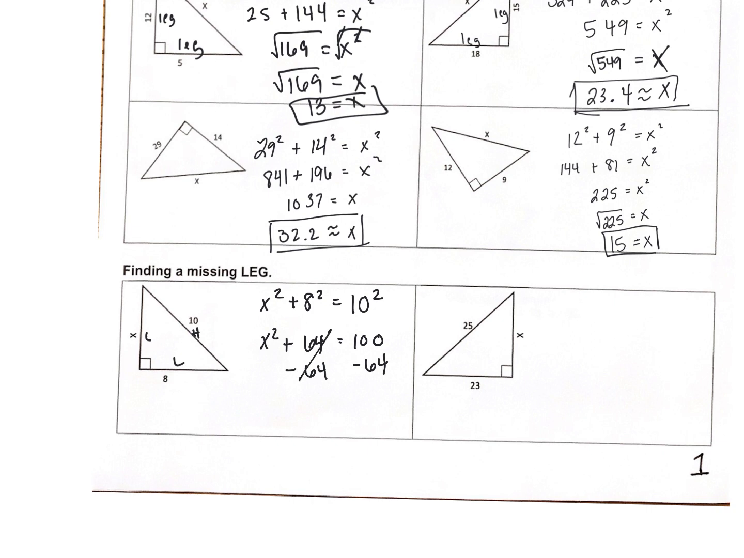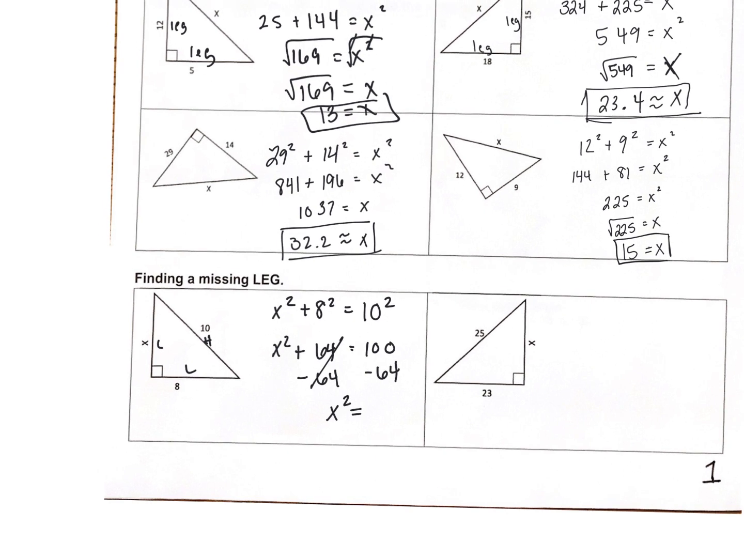This will leave us with 0 here and x squared left. 100 minus 64 gives us 36. So then now we take the square root, so we're left with x over here, and the square root of 36, which leaves us with x equaling 6.